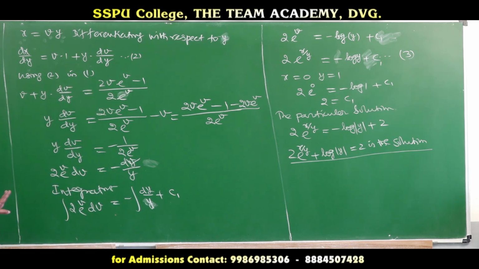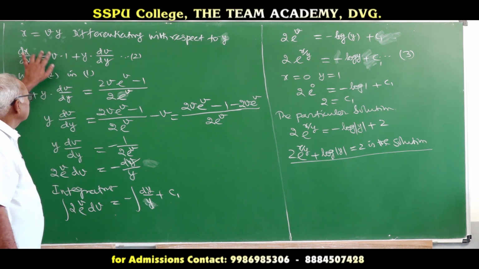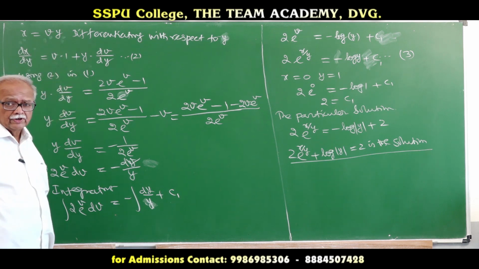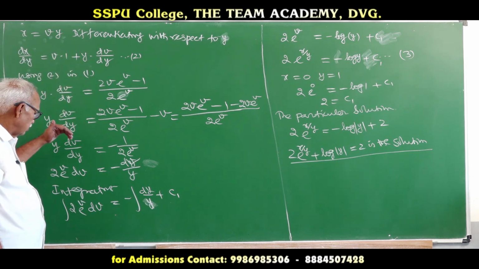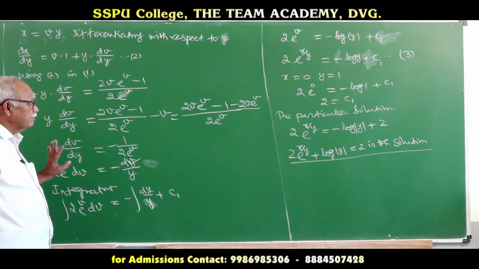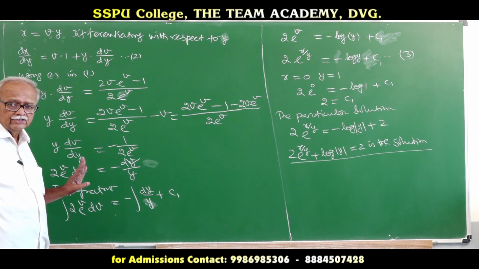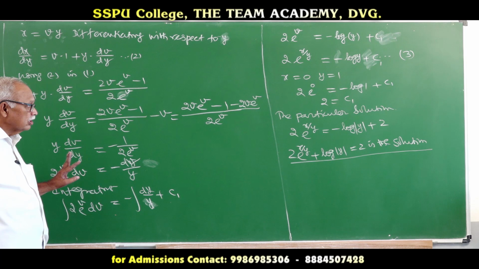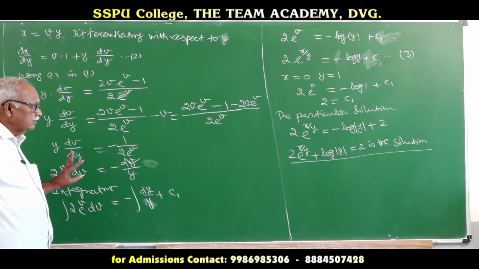First we have to prove that it is a homogeneous differential equation, and then take x is equal to vy, differentiate it and use that in the first equation. Then you will get the variable separable method, then integration is there. Afterwards you substitute the initial conditions x is equal to 0, y is equal to 1, and then get the constant value c, and then write the particular solution.